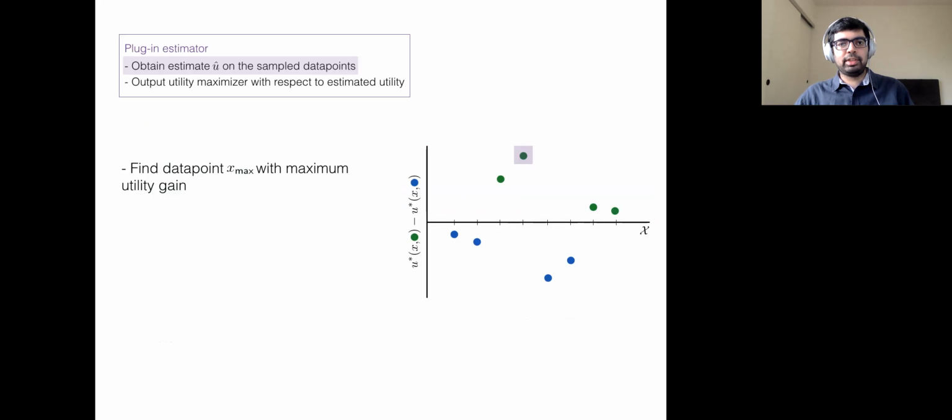To obtain estimates u hat on the sample data points, the algorithm begins by finding the data point x max, which has the maximum utility gain.